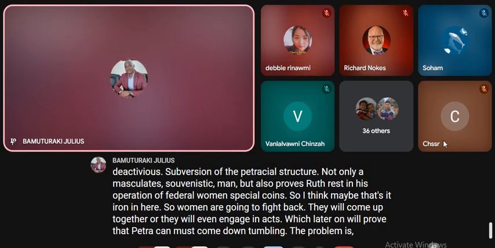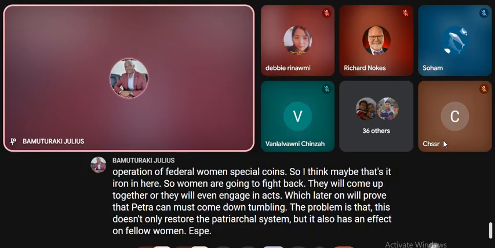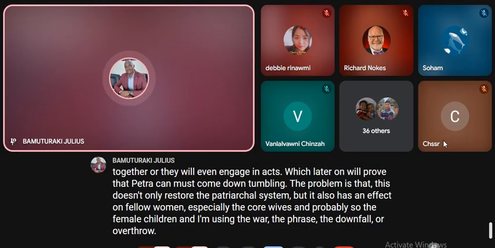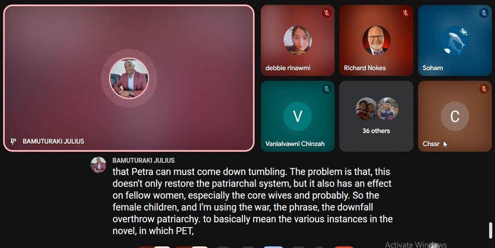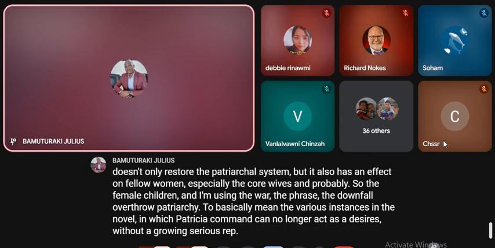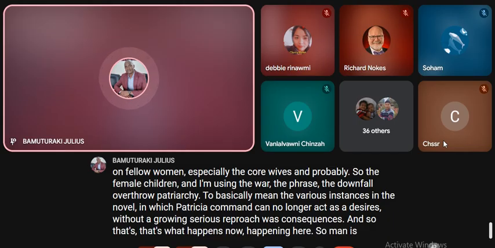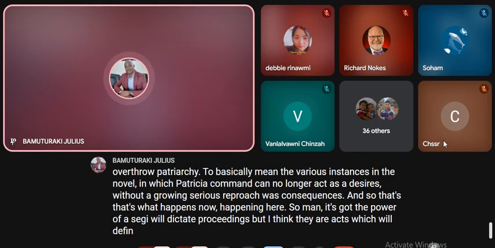The problem is that this doesn't only wrestle the patriarchal system, but it also has an effect on fellow women, especially the co-wives and probably also the female children. And I'm using the phrase, the downfall or overthrow of patriarchy, to basically mean the various instances in the novel in which the patriarchal man can no longer act as he desires without accruing serious reproach or consequences. And so that's what is now happening here. So man has got the power. Babasegi will dictate proceedings, but I think there are acts which will definitely bring him down.